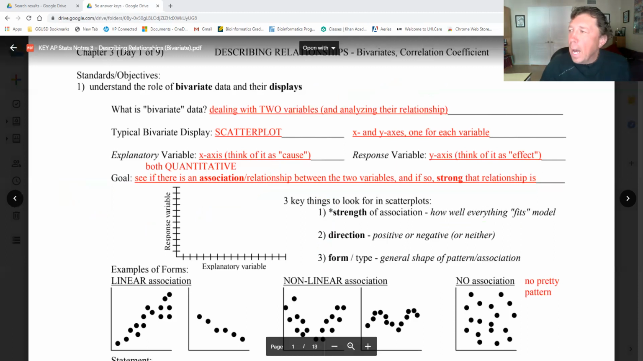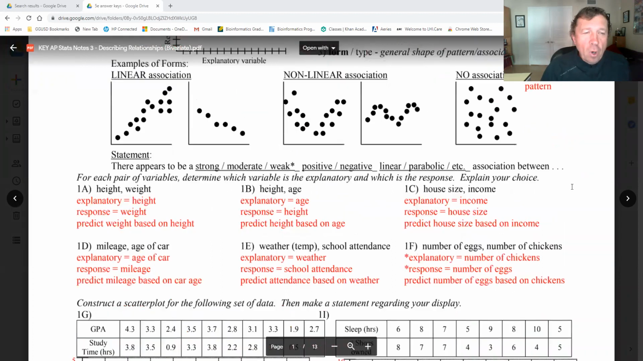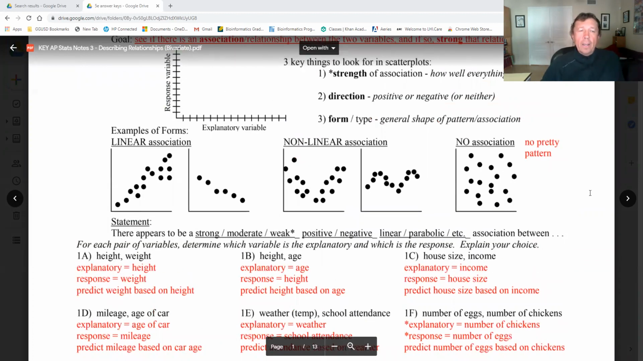So pretty obvious what I'm going to show you next here. Okay, so here is forms of linear data, okay? This is obviously linear right here, okay?